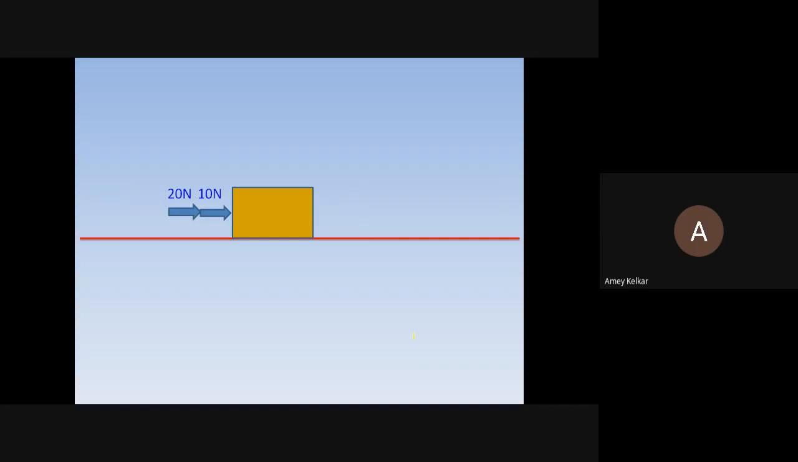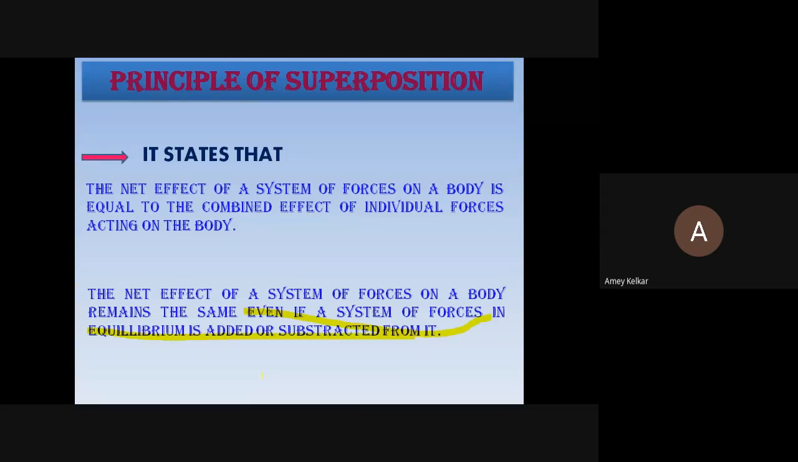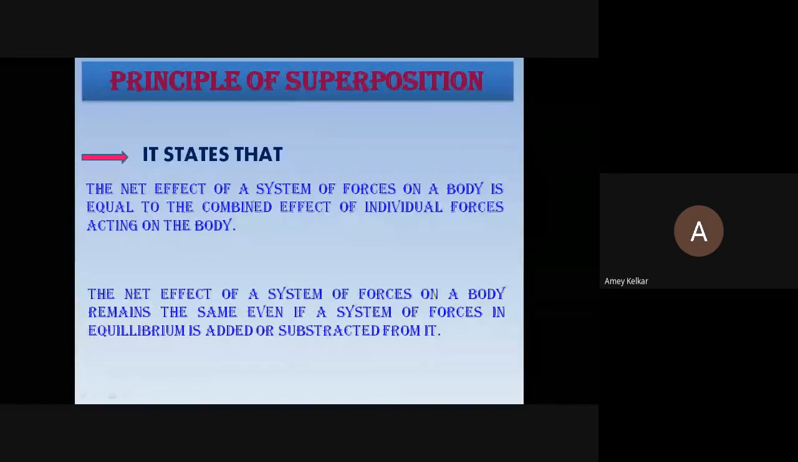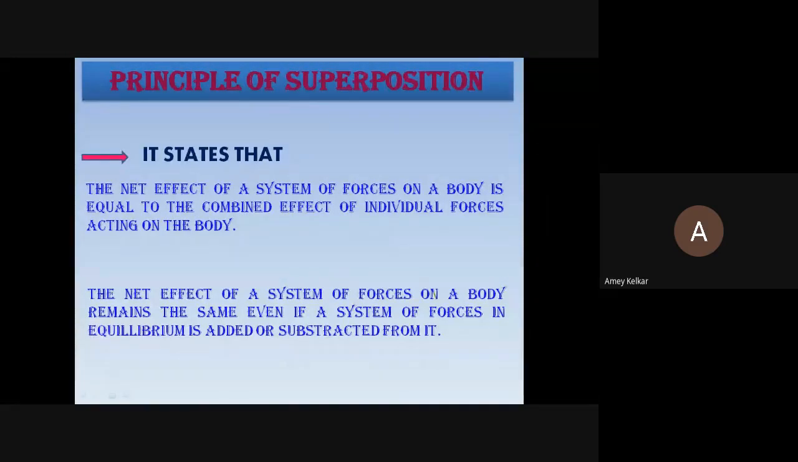So the second part of the definition of superposition of forces tells us the same thing. The net effect of a system of forces on a body remains the same even if a system of forces in equilibrium is added. In my example, the system of forces in equilibrium was 5 Newton and 5 Newton, one acting towards the right side, one acting towards the left side. So if you apply a system of forces which is in equilibrium, the net action remains the same as it is. It won't change. So there are two ways in which we have the principle of superposition. One is it gives the net effect. Again, I am telling.